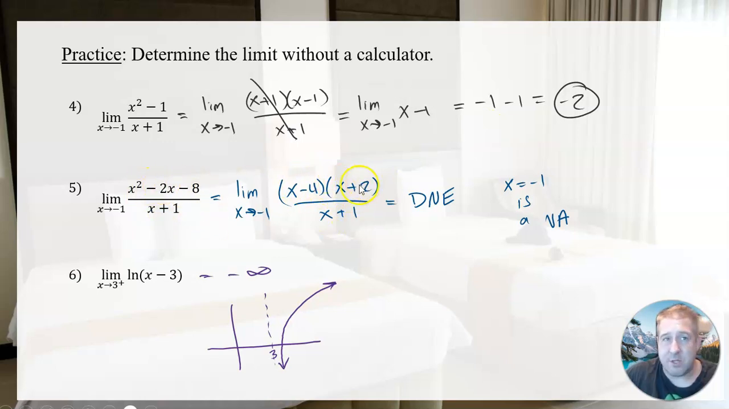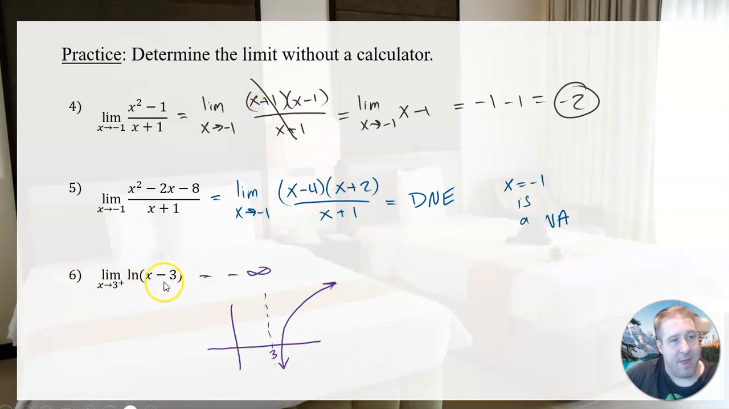I factor it. Now there's no hole to remove. If I plug negative 1 in here, I'm going to get 0 over 0, well, I'm going to get something over 0, which does not make any sense. Because this has a vertical asymptote at negative 1, and these 2 pieces do not meet at the same spot, kind of like this one did.